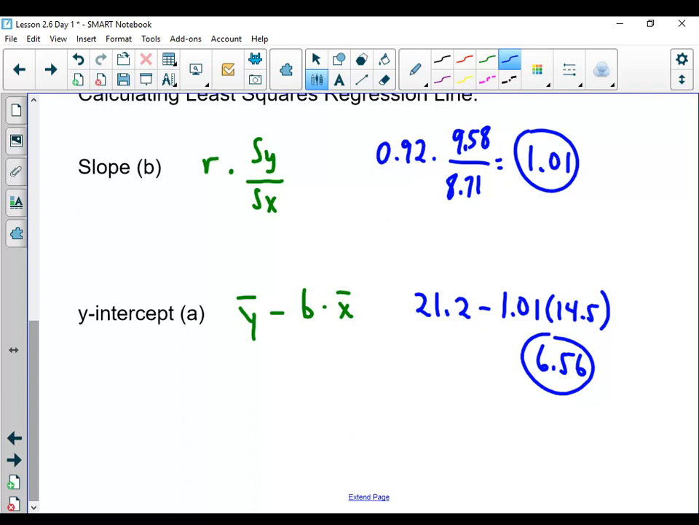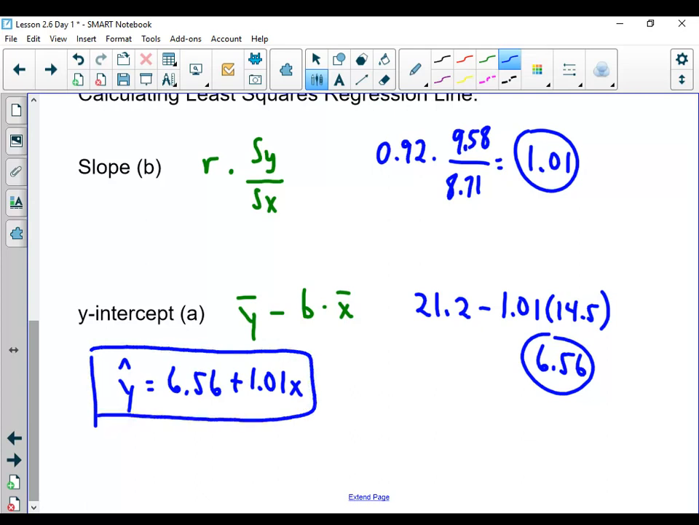So my equation now would be this. I'd say y hat equals the a value, 6.56, plus the b value, which was 1.01, x. And that would be our linear regression equation for this one.